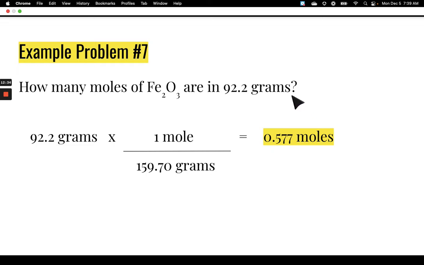And that is your lesson on mass and moles and molar mass. And now you're going to want to go do your exit ticket.